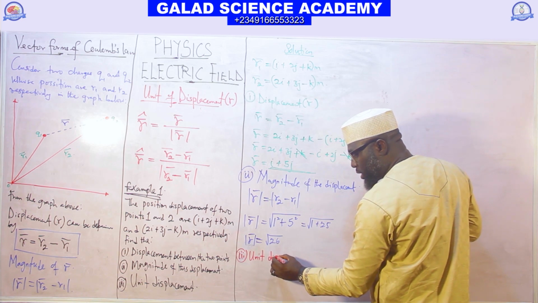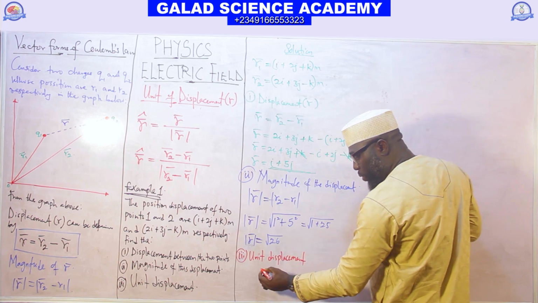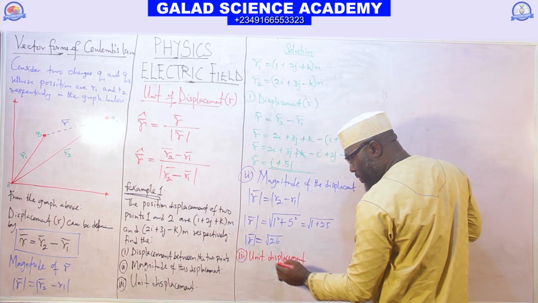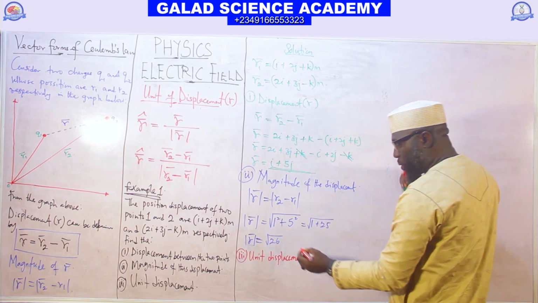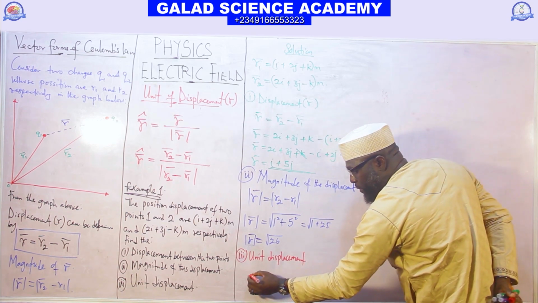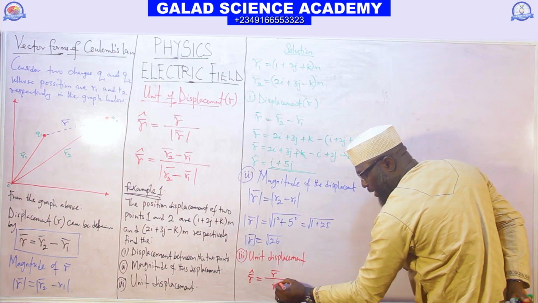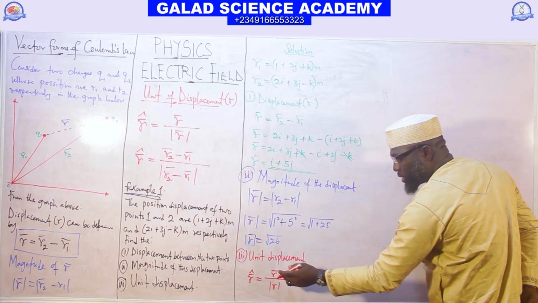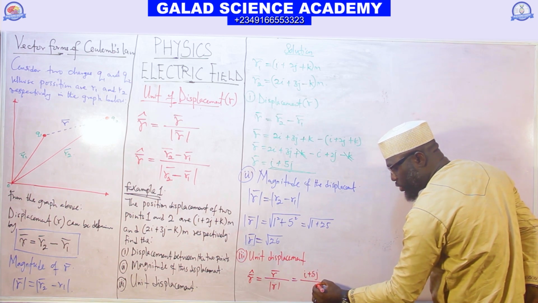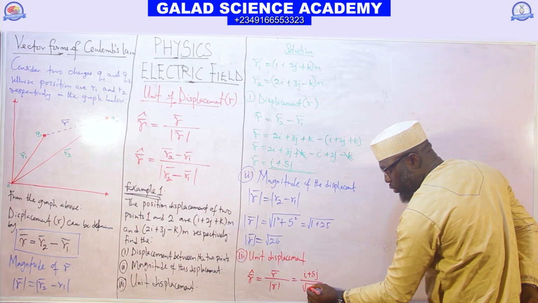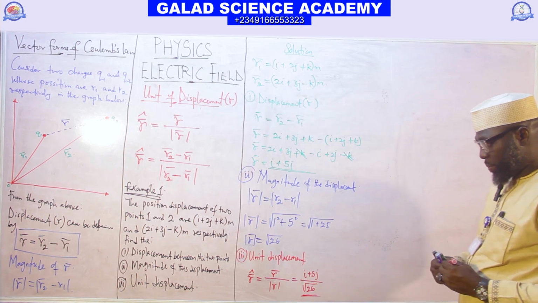Unit displacement. It will be, apply the formula for unit displacement. R unit will be displacement over magnitude of displacement. What is the displacement R? We have i plus 5j. Magnitude is root 26. This is the magnitude of displacement.